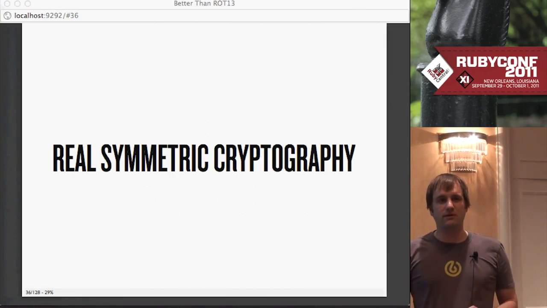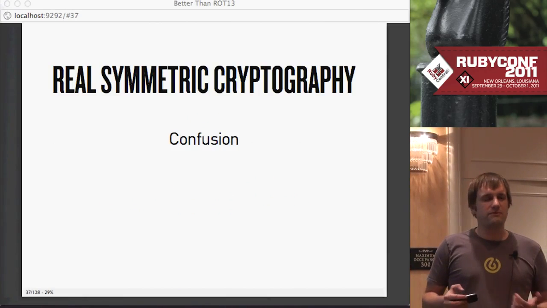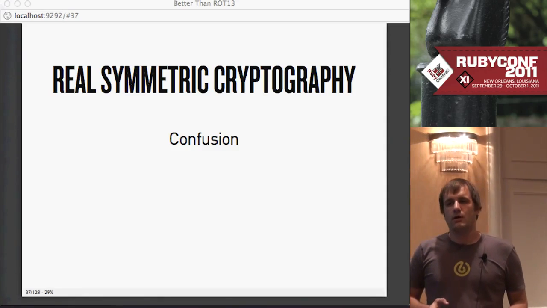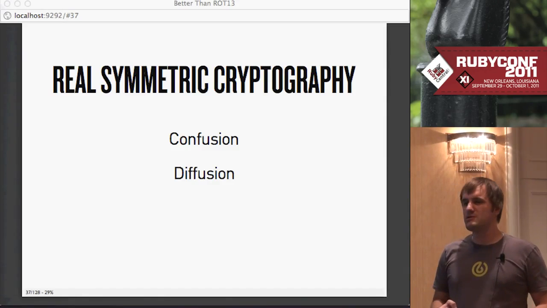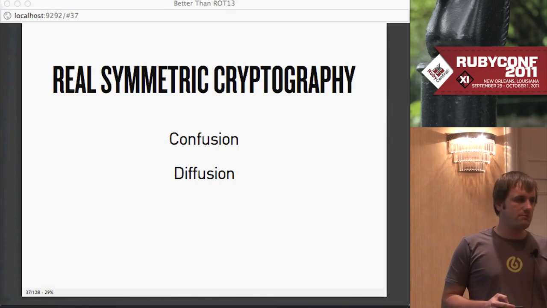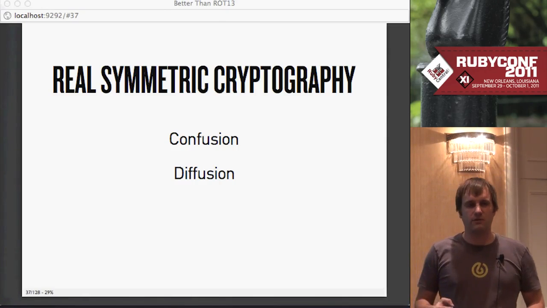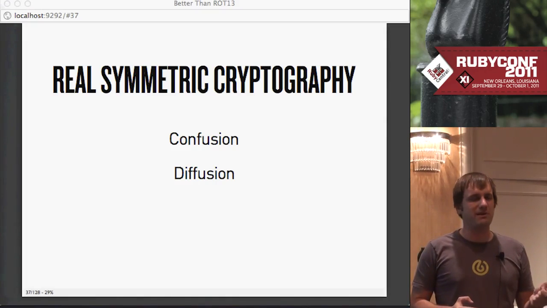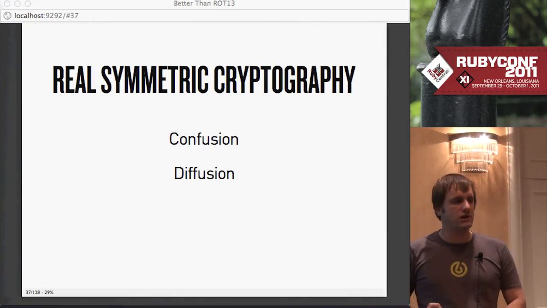So let's talk about real symmetric cryptography. So the first concept is confusion. This is the substitution of bits, like the substitution cipher. 1 byte corresponds to another byte. You have diffusion, where if you change one bit in the plain text, it affects many, many, many bits in the ciphertext. So the ideal situation is that if you change 1 bit in the plain text, every bit in the ciphertext has a 50% probability of changing.